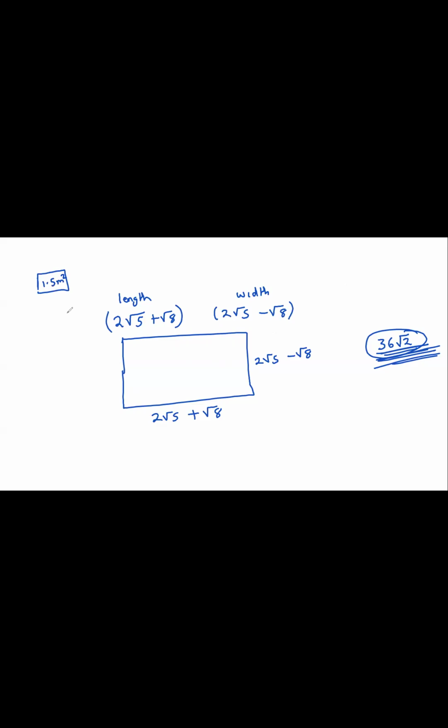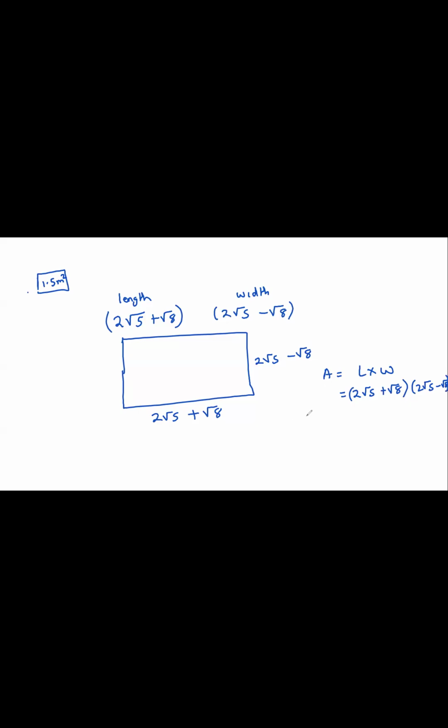Now here, they were testing: do you know how to multiply surds? That's what they were testing here, to be able to get the area. So the first thing you do is multiply. You know that area is given by length times width. So your length, 2 root of 5 plus root of 8, into 2 root of 5 minus root of 8.